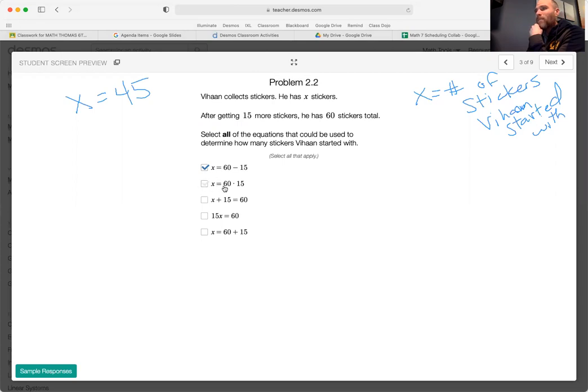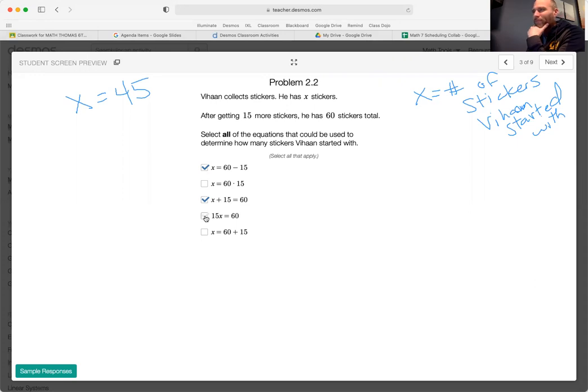Okay, X equals 60 times 15? No, come on. 60 times 15, that's like 900. He didn't start with 900 stickers. X plus 15 equals 60. Now this one's close, this third one. But what this says is if you take the number of stickers he started with, add 15, that should equal 60. Oh wait, what am I talking about? That one's right. It's not close. That's the exact one I used on the previous screen. I'm like spacing out or something.